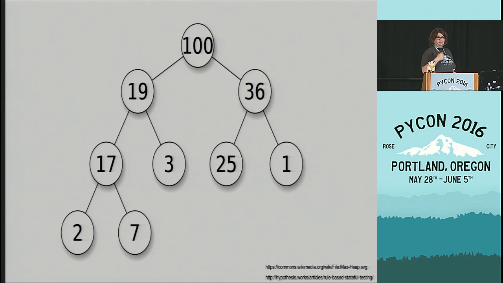This is a max heap, a little bit of CS primer. The root node of this tree is the max of the entire tree, and for every sub-element of that tree, that property holds. So if I go down to 19, it's the max of that subtree. If I go to 36, it's the max of that subtree, so on and so forth. That's the main property being tested here.